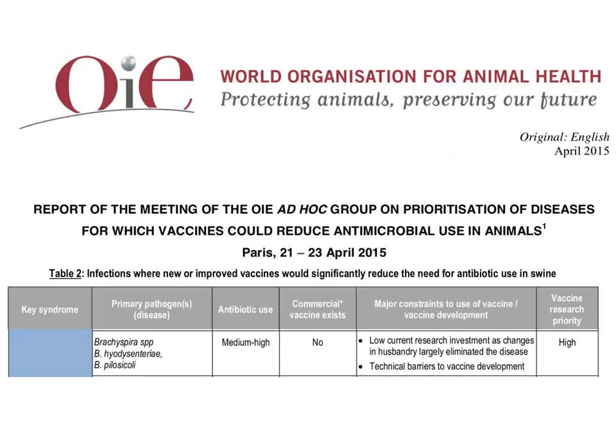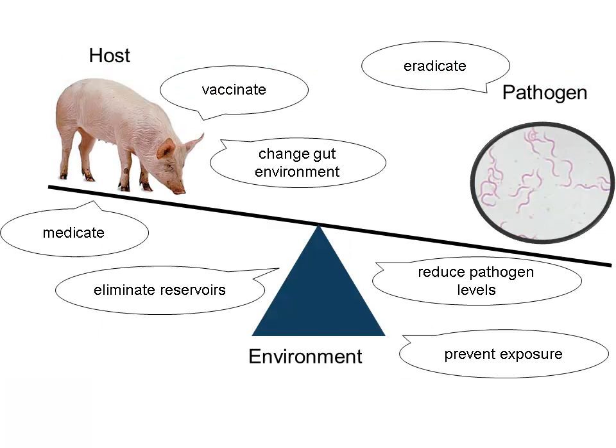Brachyspira hyodysenteriae, like I said, there are no vaccines. The OIE back in 2015 actually identified the disease as one of the high priority targets for the development of vaccines. As you may or may not notice down here, there is a specific comment saying technical barriers to vaccine development. That means we can't make a vaccine for this. We have known swine dysentery for almost 100 years now. We have known the causative agent Brachyspira hyodysenteriae for 50 years, and we still don't have a vaccine for that. And it is a big challenge.